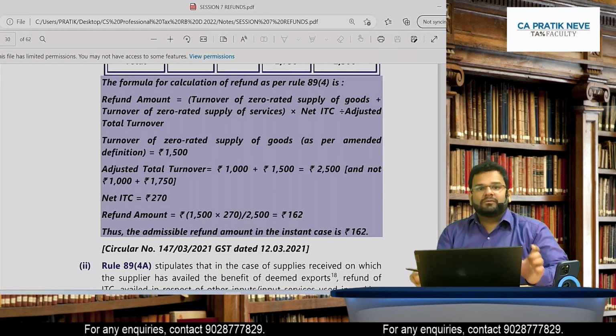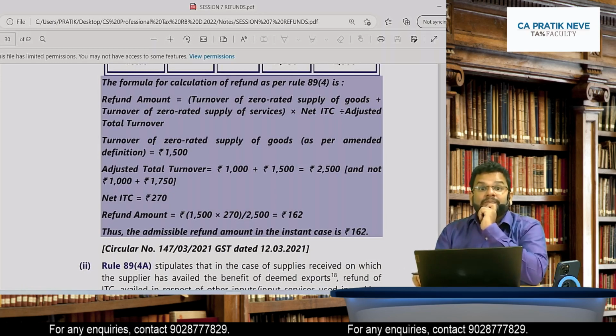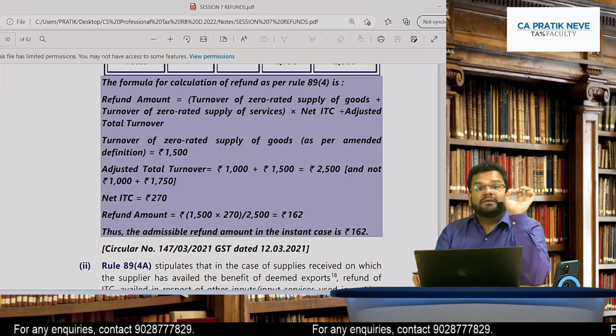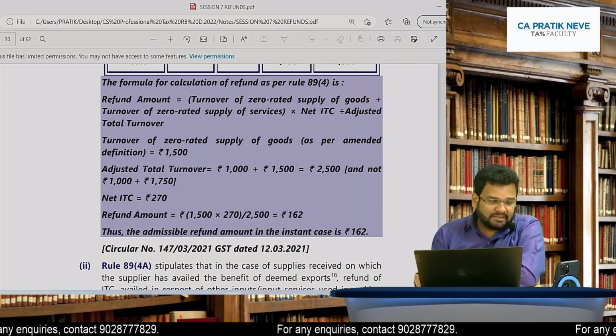162. Check whether 162 is the answer. I will not be surprised if they ask you absolutely the same question in the exam.